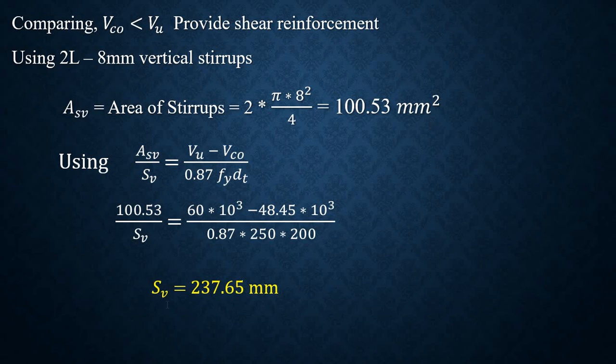Next, we should find out the spacing of these stirrups. We should use this formula: ASV by SV is equal to VU minus VCO whole divided by 0.87 Fy into dt. ASV 100.53 by SV is equal to 60 into 10 power 3 minus 48.45 into 10 power 3 whole divided by 0.87 into 250 into 200. Therefore, spacing of the stirrups is 237.65 mm.